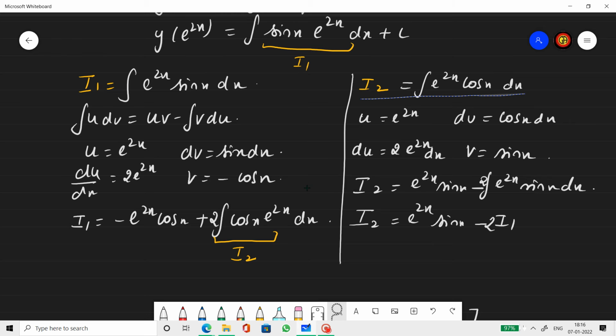So I2 is performed separately. I2 is again by parts, where u is e power 2x and dv is cos x. du by dx is 2 e power 2x, and v equals sin x.